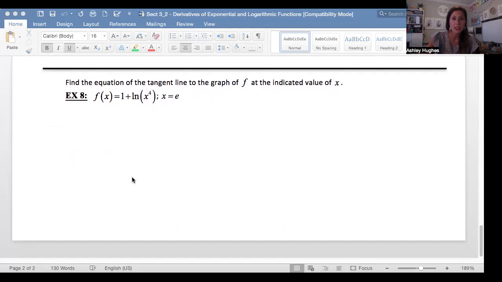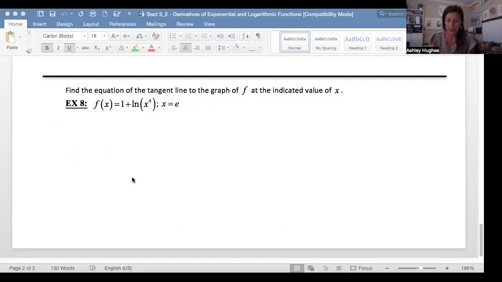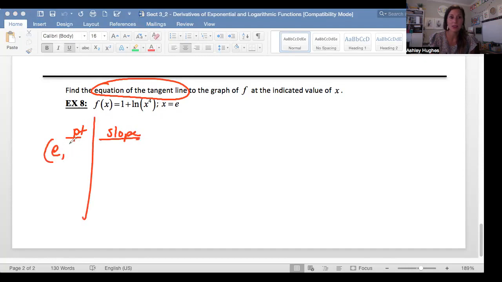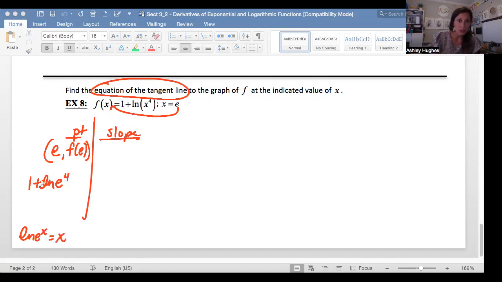Find the equation of the tangent line. Anytime you see that phrase, I hope you recall, when you see find the equation of the tangent line, what 2 things do you need? Hopefully you're saying point and slope. Our point is e, comma, something. The way you find that something is you plug e into f, the function, to get the y value. Now, when you have natural log of e, they cancel each other out. Like natural log of e to the x, you get back x. So natural log of e to the 4th, you just get back 4. So we have 1 plus 4, which gives us 5 as our y value.